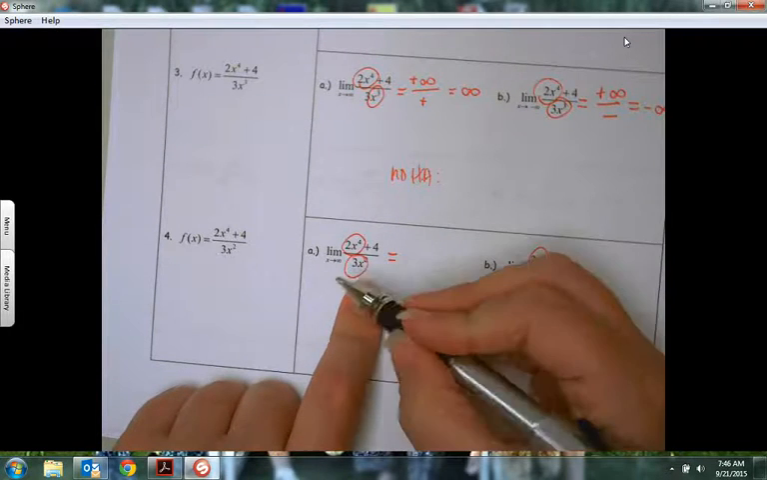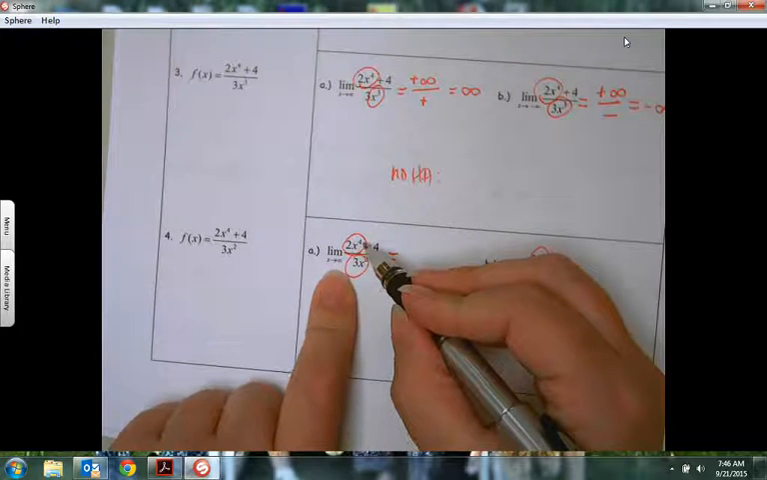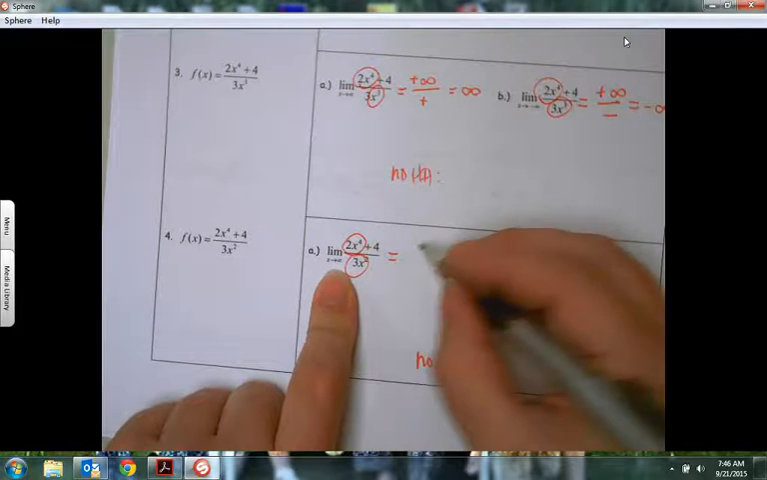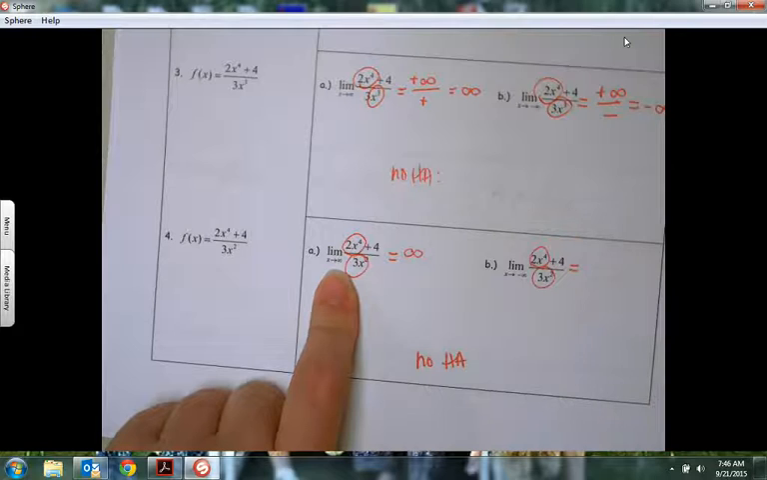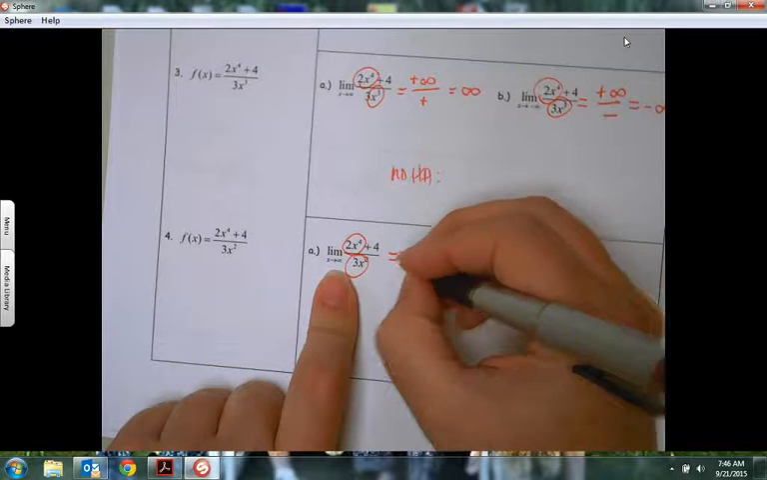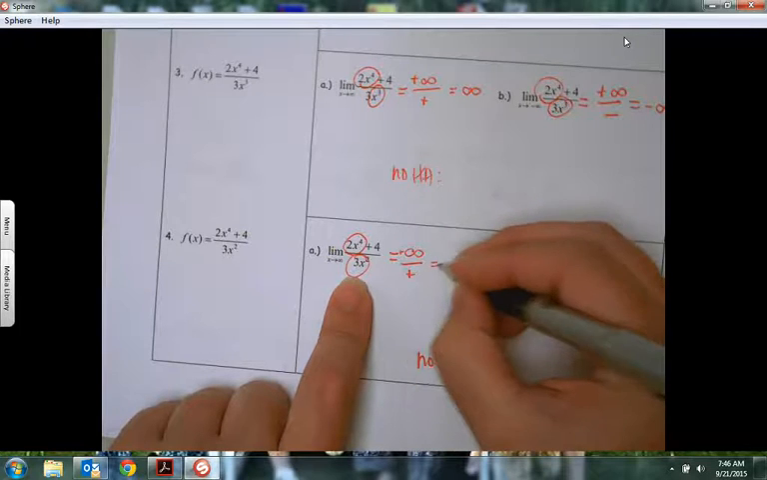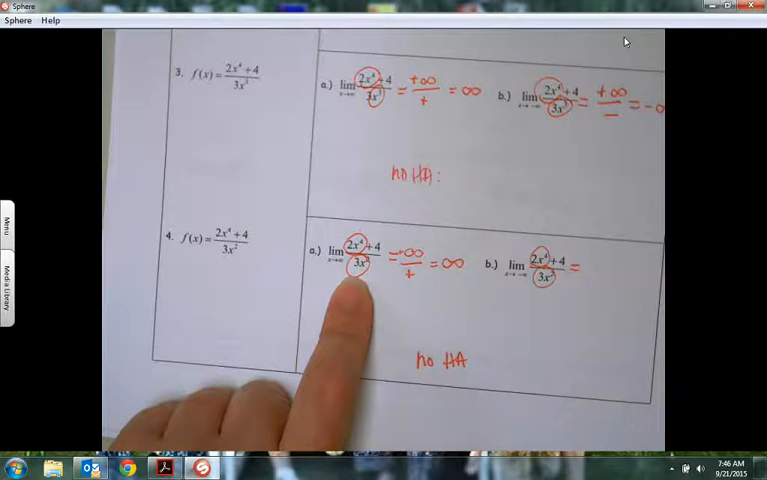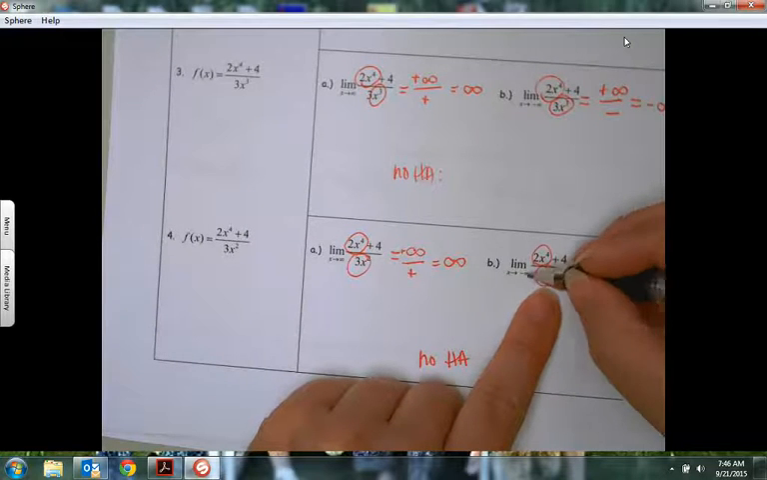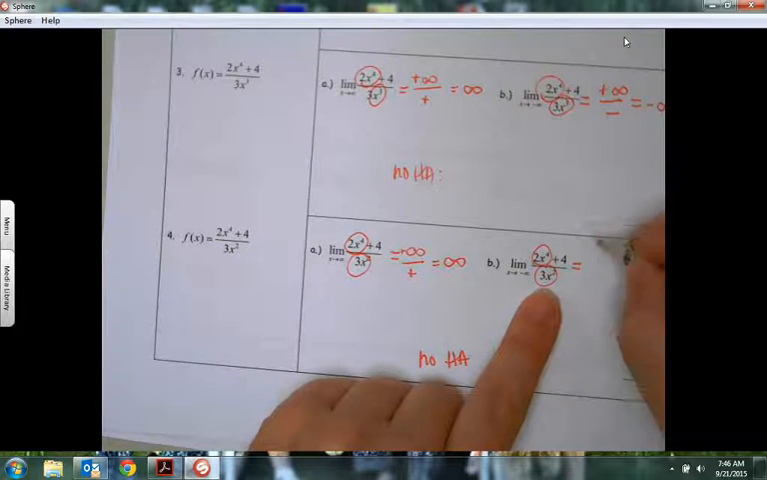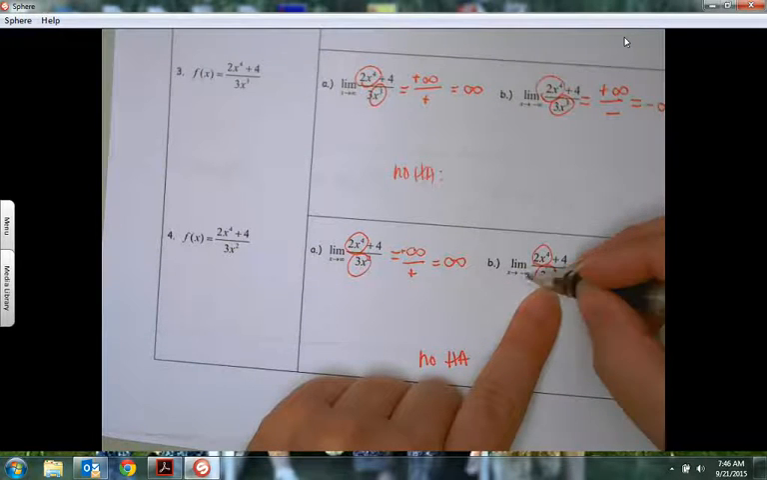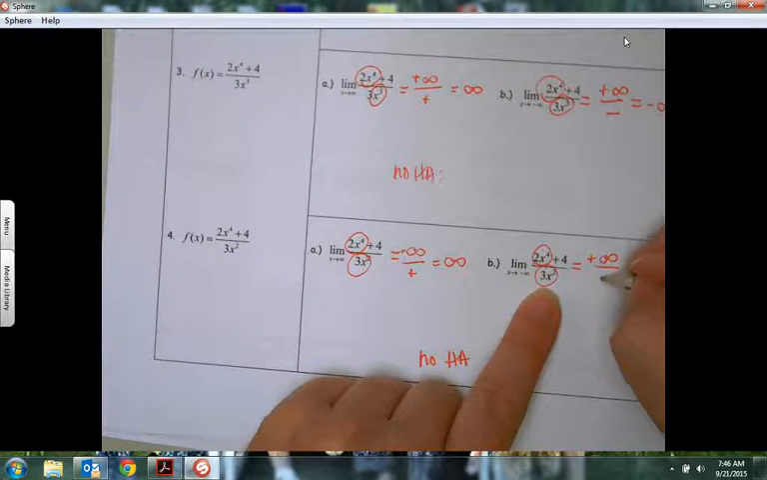So let's see. Infinity to the fourth is still positive, so I have a positive infinity over infinity squared, which is still a positive, so that is a positive infinity. Now let's look over here. Negative infinity to the fourth is now a positive infinity. And negative infinity squared is still a positive, so this one would be infinity.